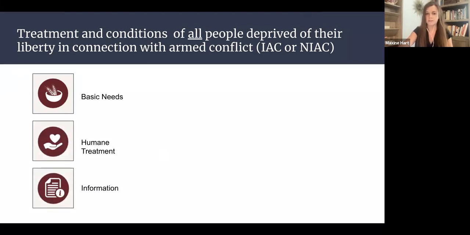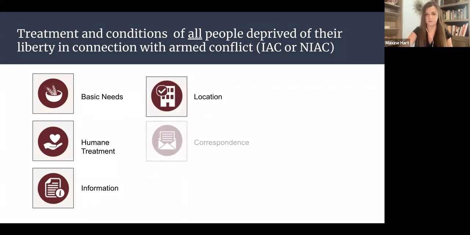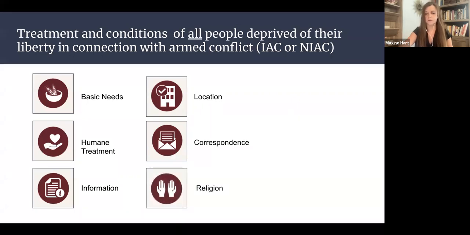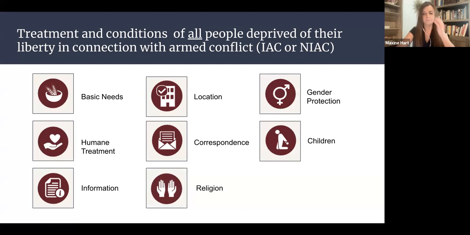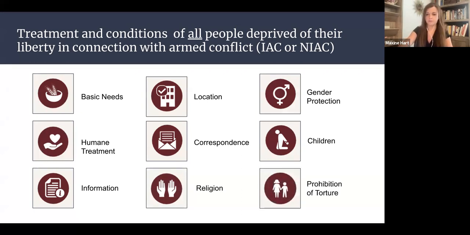Certain information about the detainee has to be recorded. They must be kept away from combat zones, allowed certain correspondence with family. Religion must be respected at all times. Gender must be respected, and that generally means keeping men and women in separate quarters. Children should also be kept separately unless it's as part of a family unit. And then finally, torture is absolutely prohibited by numerous treaties and by customary law.